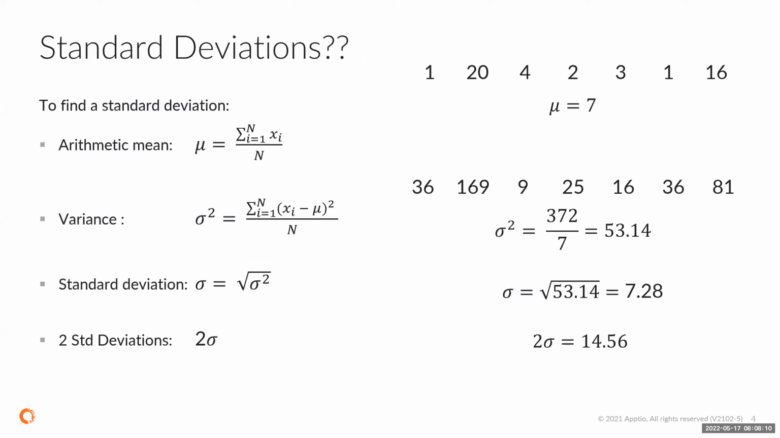And then the variance. What we do there is take the difference of each of those numbers from the mean. In this particular example, 1 minus 7 is 6. Well, 6 squared is 36.